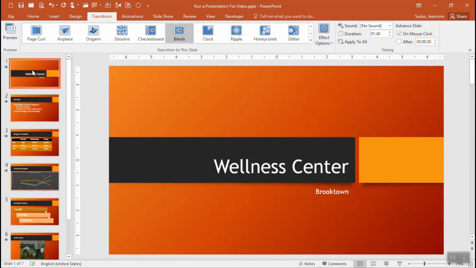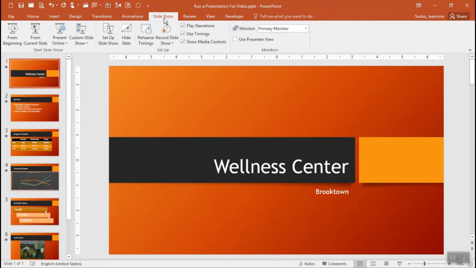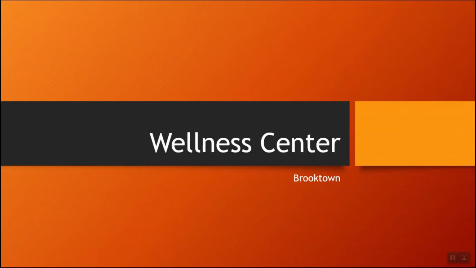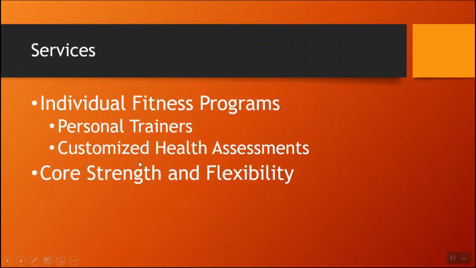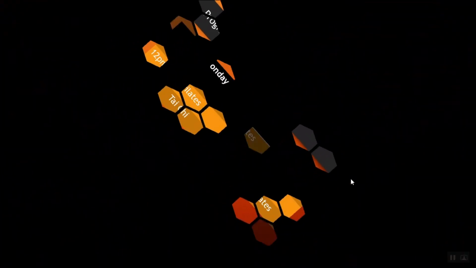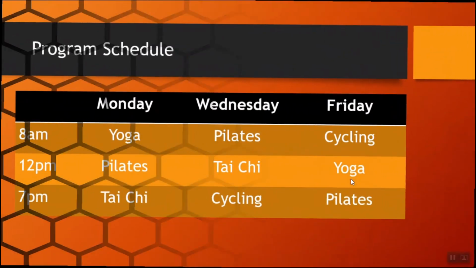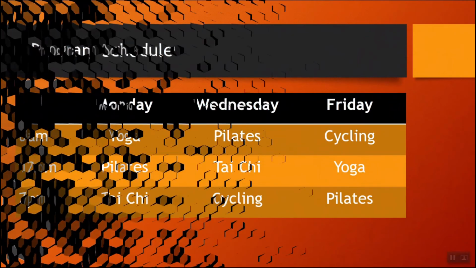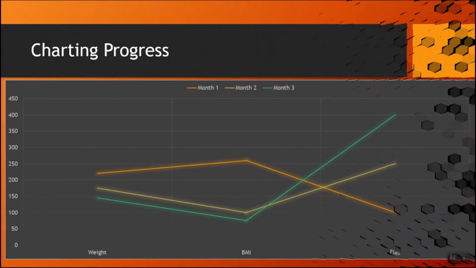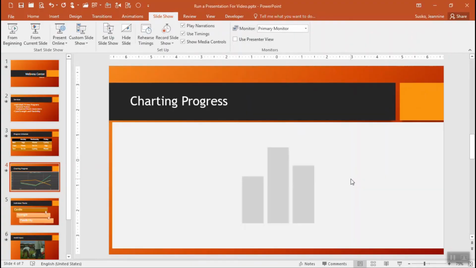So let's look at the overall effect then. I did animate the first few slides. So going back to the first slide on the slideshow tab, I'm going to go ahead and click from beginning, and there's that blind effect. As I click to advance to the next, there is that separate animation or transition effect, honeycomb, and then glitter. Okay, so I'm going to press the escape key to get out of there.